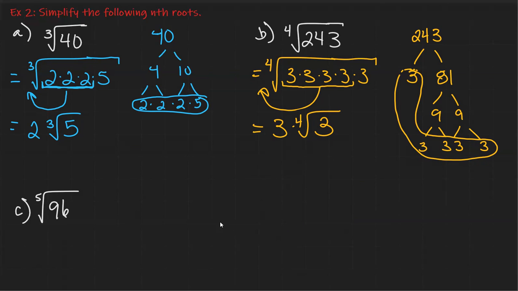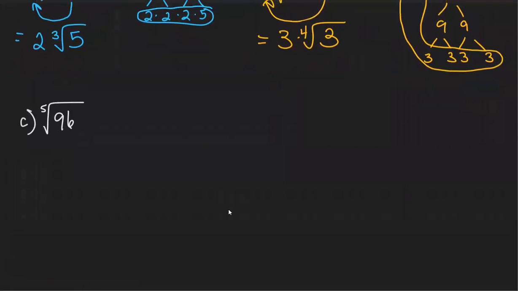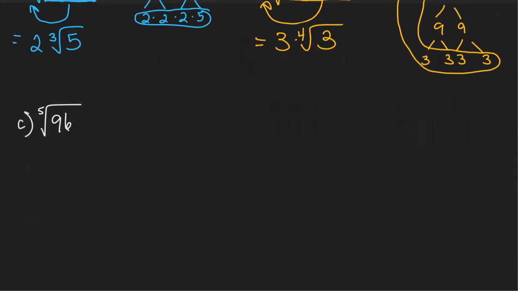Okay, the 5th root of 96. So now it's groups of 5. We want, is there a word for it? Quintuplets, right? Instead of just triplets or quadruplets, we want quintuplets, right? Groups of 5. Groups that have 5 of the same thing in there. Okay, so first thing we should do is factor down that 96.